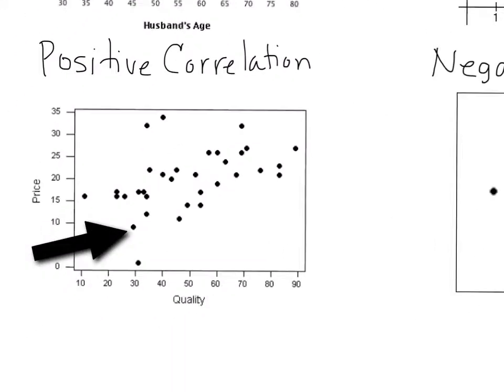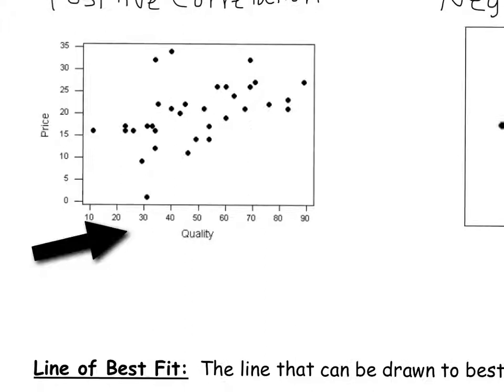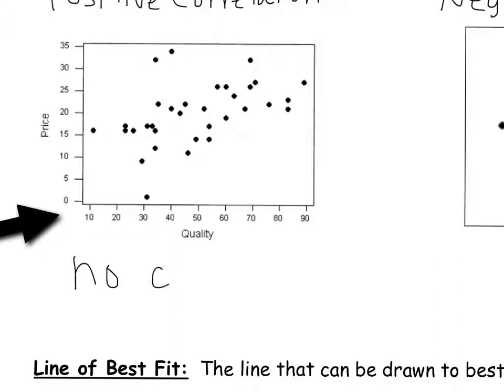Now let's take a look at another one. The data points on this scatter plot are all over the graph. If they're all over the graph and you notice that they generally don't increase or they generally don't decrease, this is called no correlation, which simply means that the data points aren't related to each other.